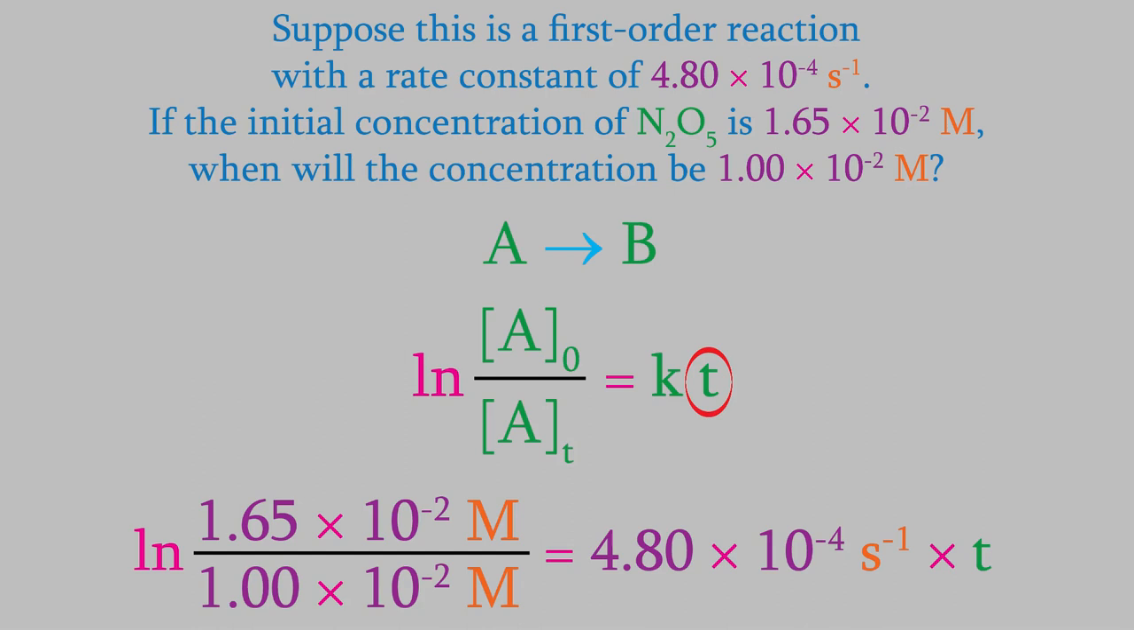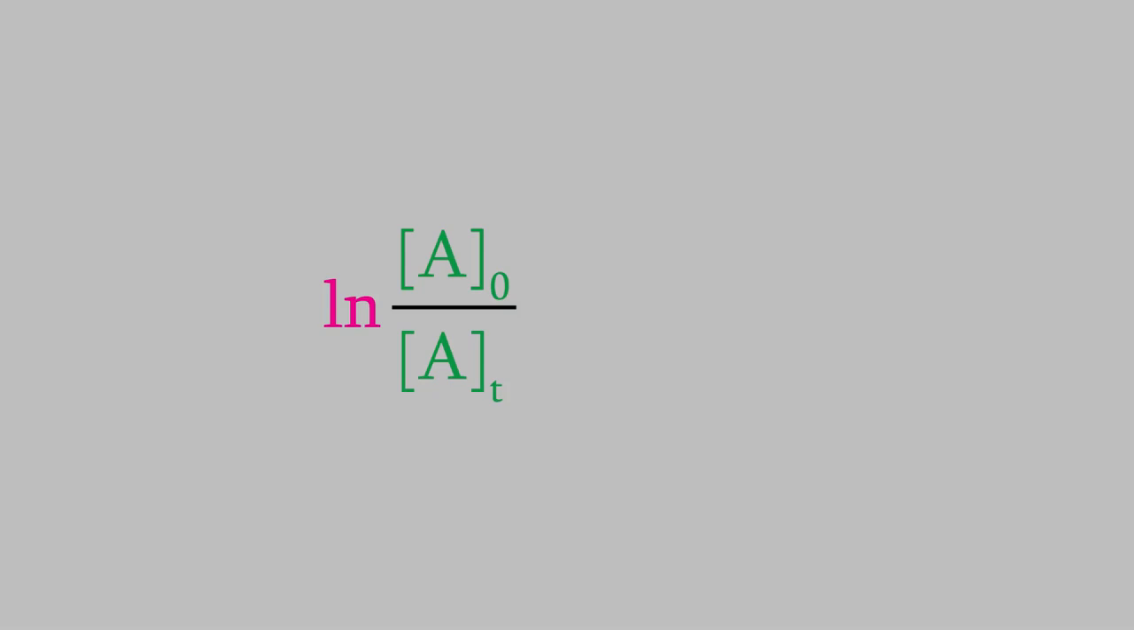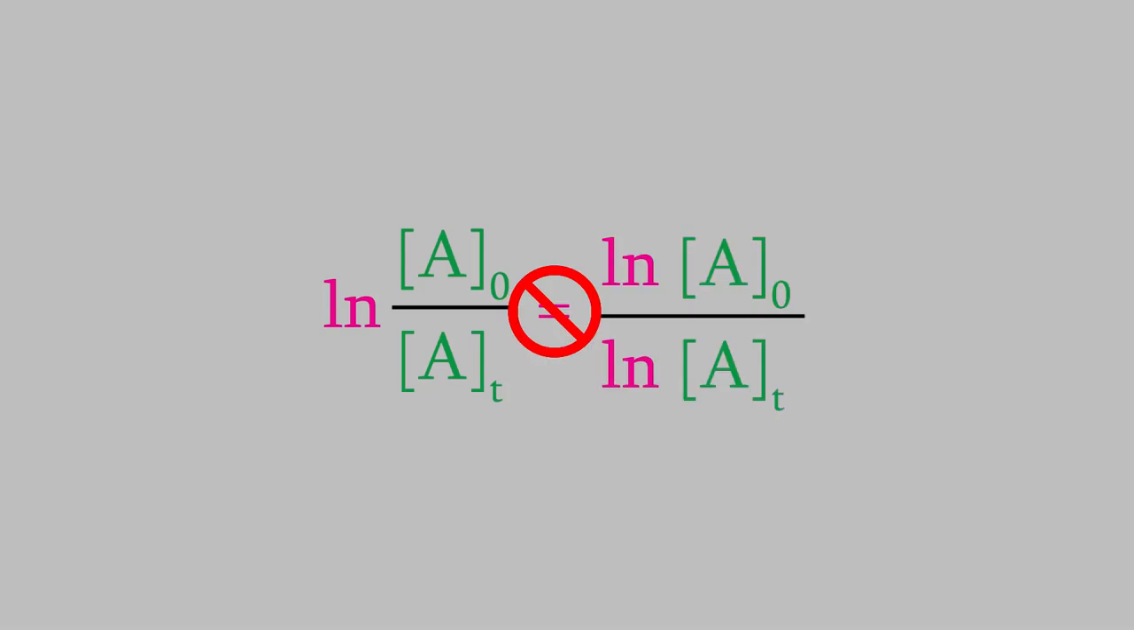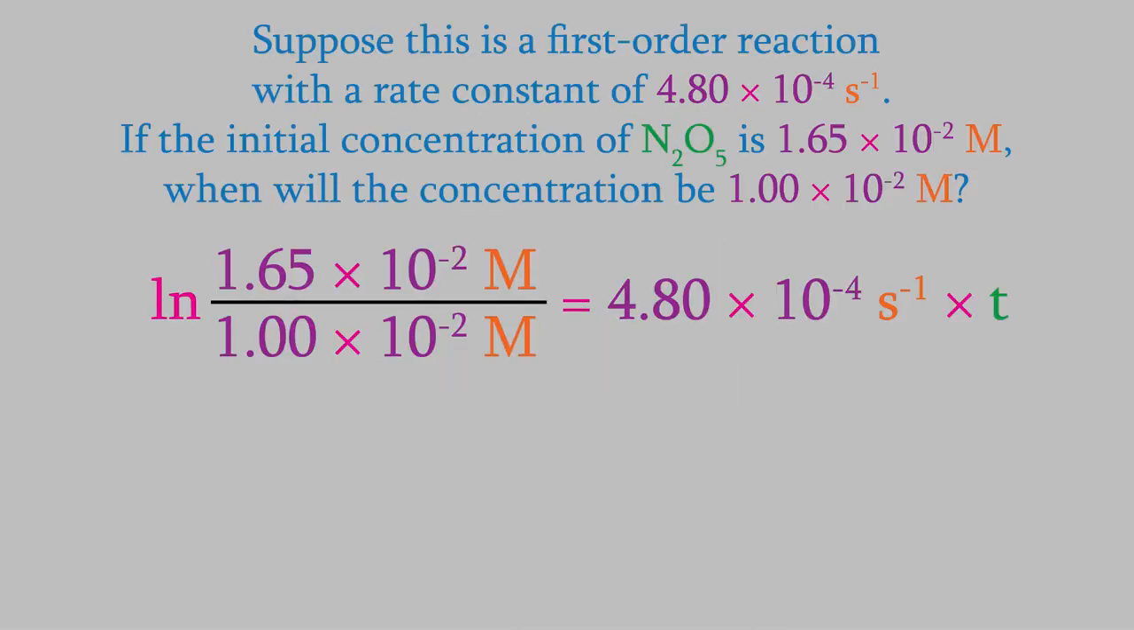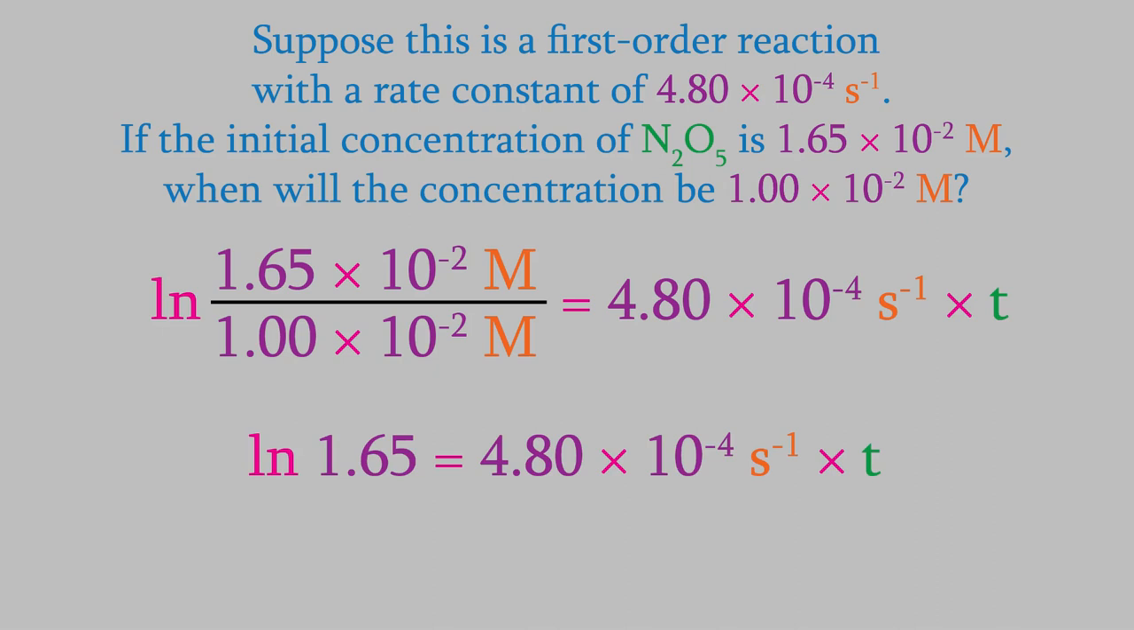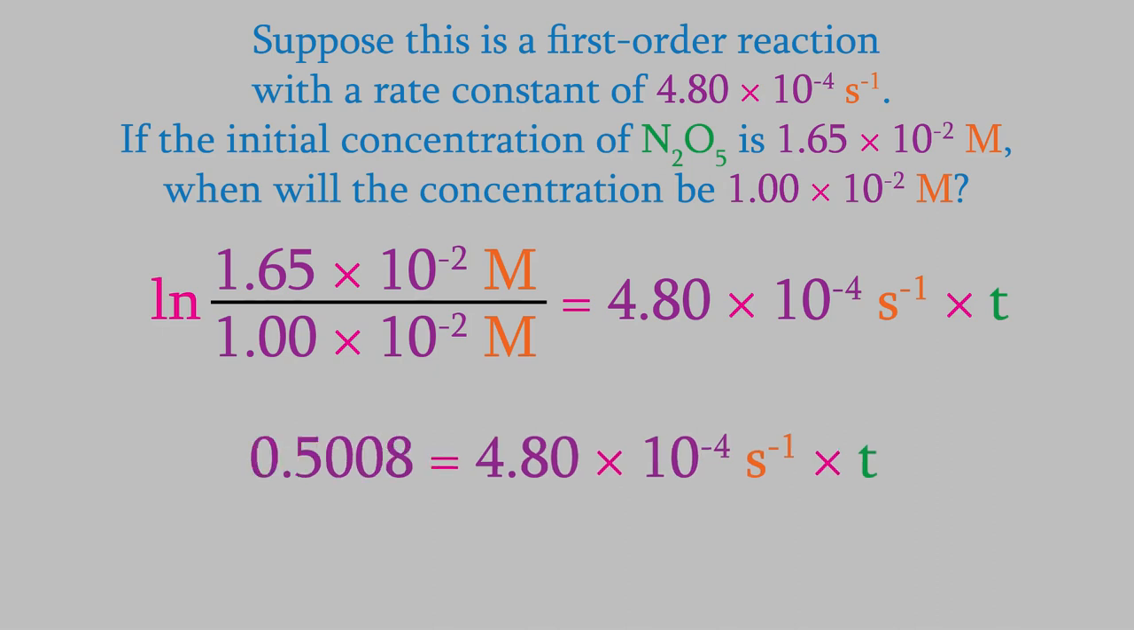The first thing we should do is solve the logarithm. One thing that's important to know is that we should not take the logarithm for each part of the fraction and then divide them. Instead, we should divide the two concentrations in the fraction first and then take the logarithm. So, the fraction gives us 1.65. We take the logarithm, which gives us 0.5008. And now we'll solve for t, which gives us 1,043 seconds.